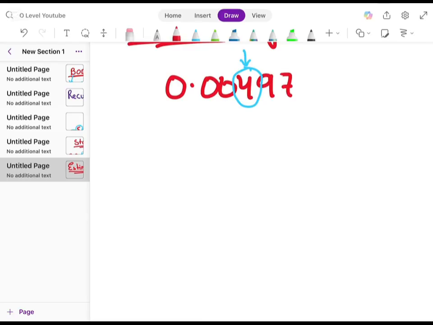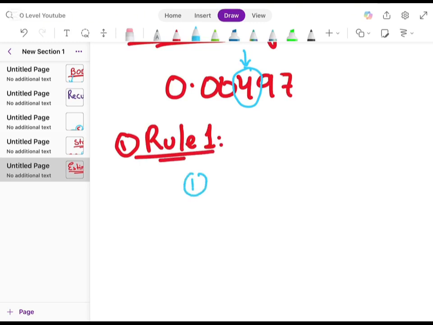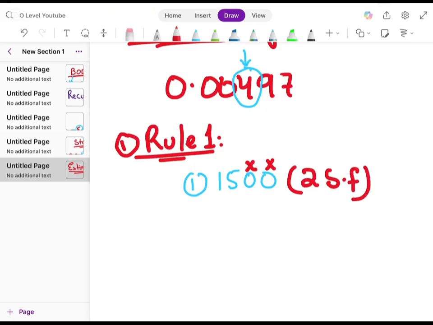So we need to understand the basic concept and the rules of significant figures. Starting with rule number 1, and please listen carefully, the rules are very important. For example, I take 1500. In this, there are 2 significant figures. These zeros will not be counted as significant figures. These two numbers are counted: the first significant figure is 1 and the second is 5.